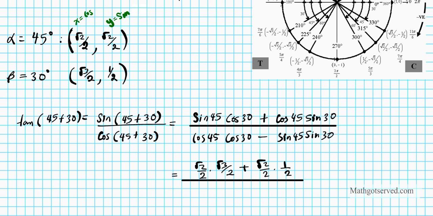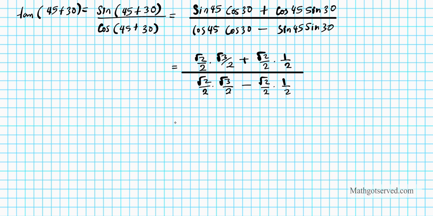All right, let's shift to the denominator. What's cosine 45? Cosine 45 is the x-coordinate for 45, which is root 2 over 2. And then cosine 30 is the x-coordinate here, which is root 3 over 2. Minus sine 30, sine 45 is the y-coordinate for 45, root 2 over 2, times sine 30 is 1/2 right here. Okay? Okay, now we're going to multiply across the fractions.